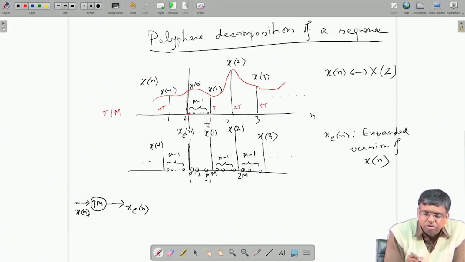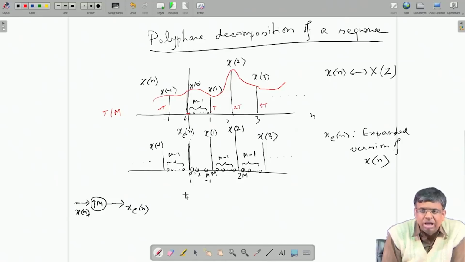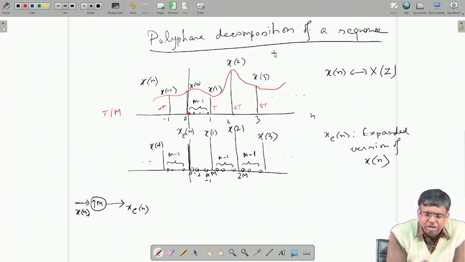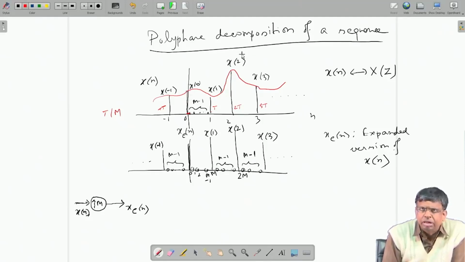But from this analogy you can see that x_e[n] in terms of real time operation can be viewed as a faster sequence, faster by a factor capital M. The period has gone down from capital T to T by M. So it is a faster sequence, faster by a factor capital M.